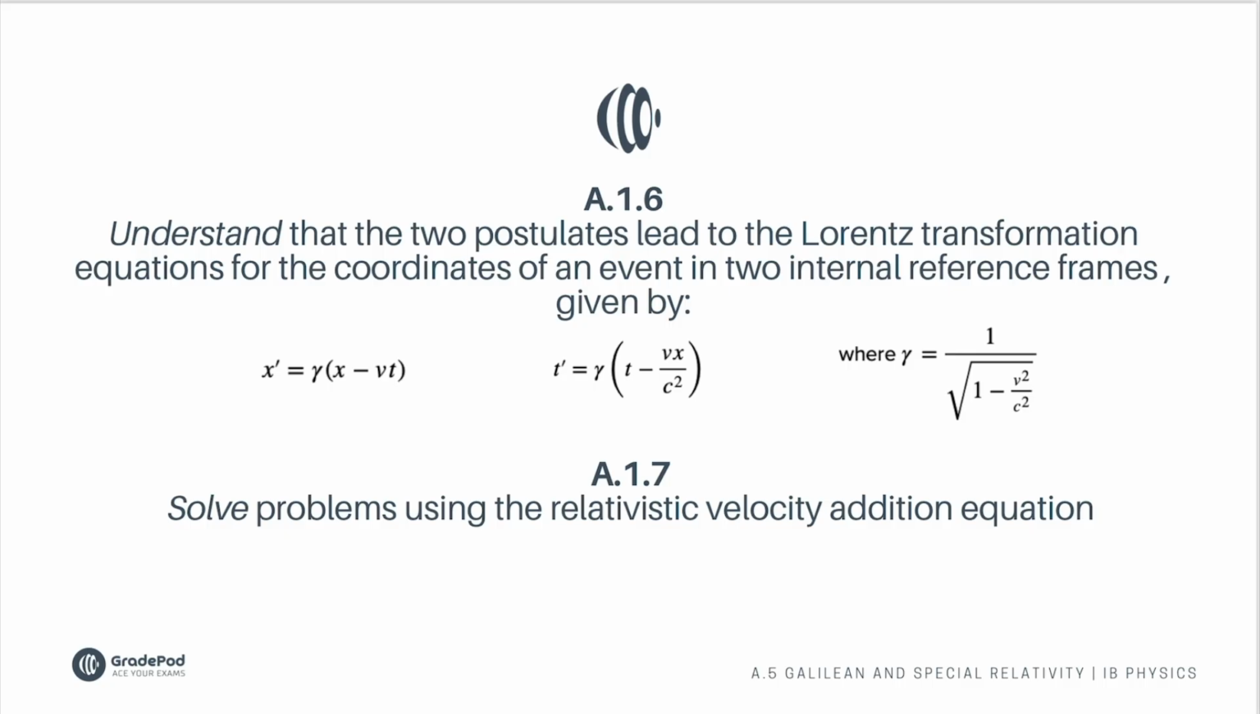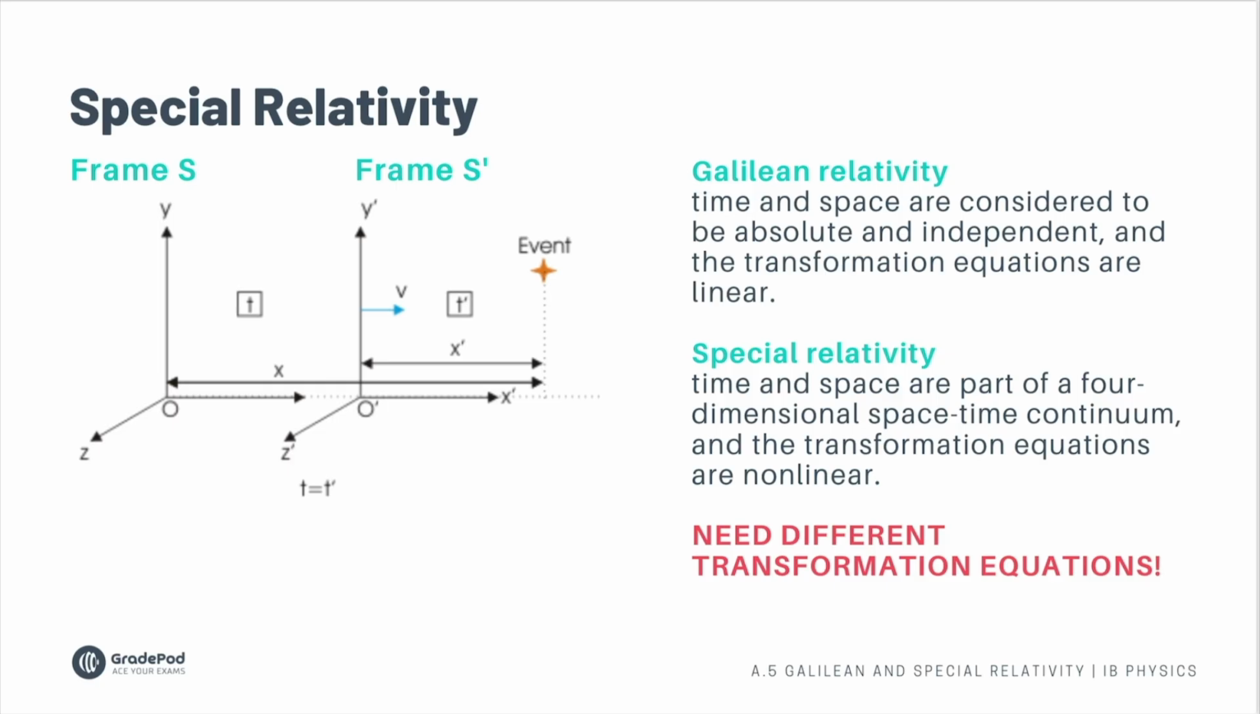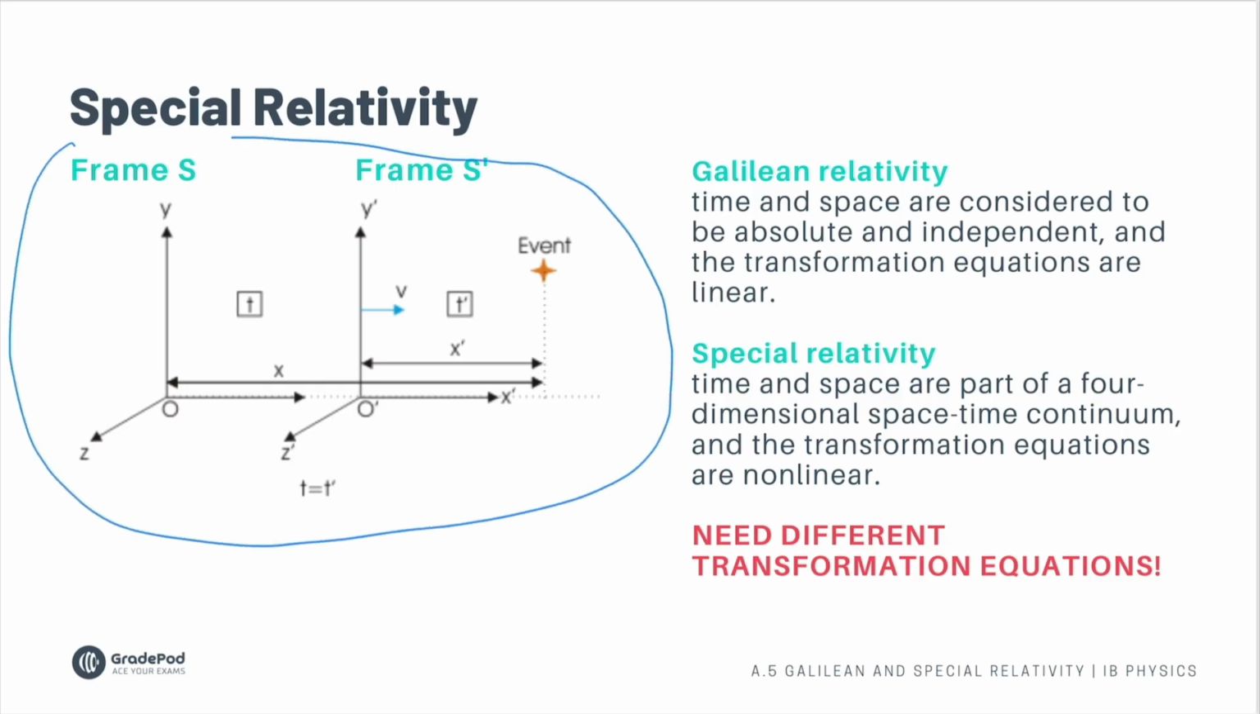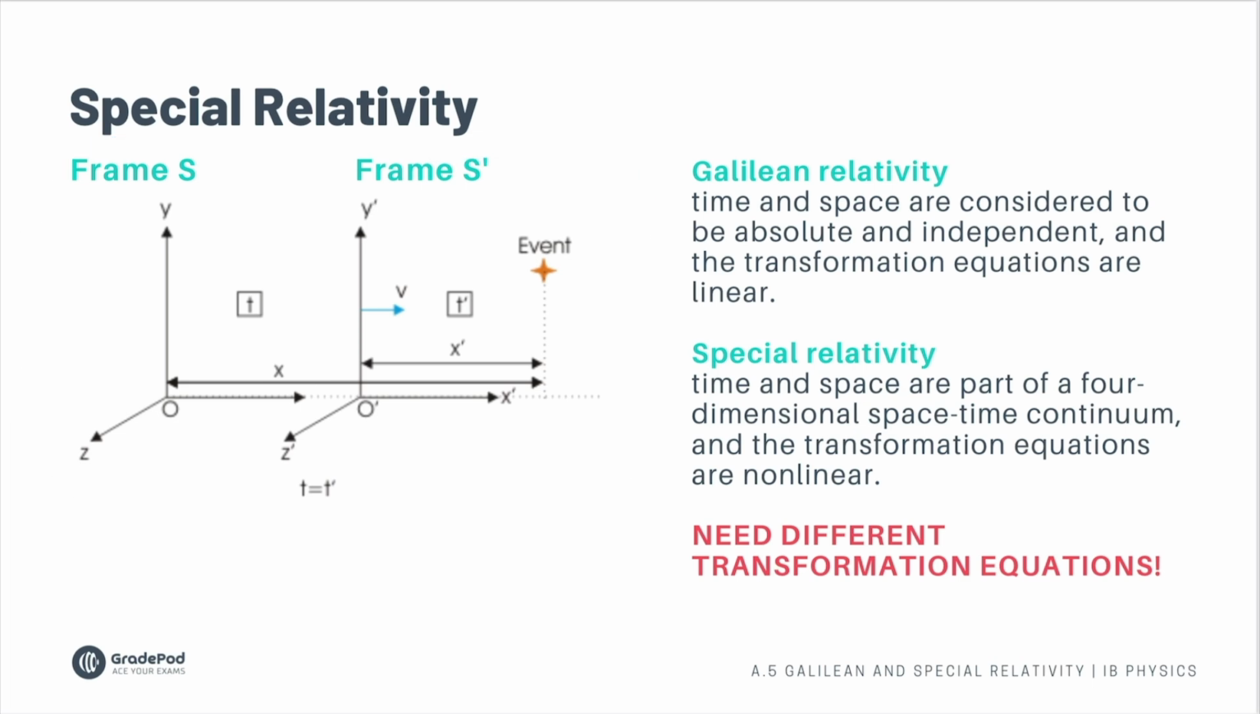Now we know the 2 postulates of special relativity. Let's take those 2 postulates and see how they feed into 2 frames of reference that are travelling relative to each other close to the speed of light. Gosh, what a mouthful. We're starting to look at special relativity, and this diagram should be very familiar to you. We looked at it in Galilean relativity and we said time and space are considered to be absolute and independent, and transformation equations are linear. But with special relativity, it's different, because this is not true.